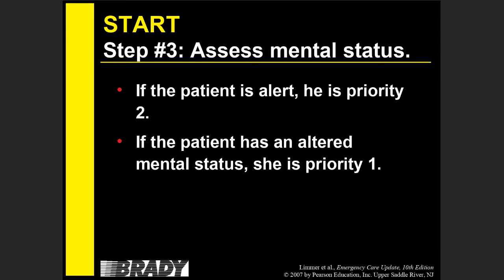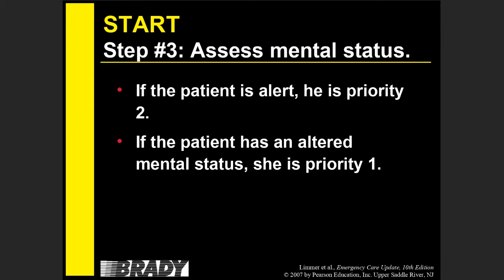Don't have them jump up and down, pat their head, rub their tummy. No, just wiggle your fingers, wiggle your toes. Could you do that simple command? If they can follow a simple command, which a lot of EMT students can't do, then they are considered alert. So if they have a respiratory rate less than 30, a palpable radial pulse, and are able to follow simple commands, then they are designated priority 2 or yellow tag.